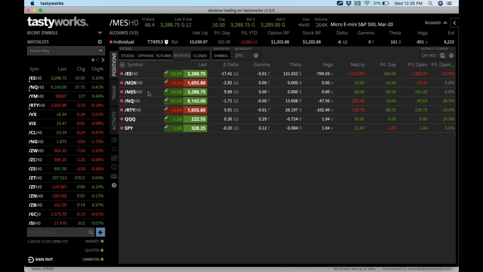So as the market goes down, right? If you have put spreads on that's hedging you, those are going to work to a certain extent, but it's dynamic. They're going to stop working at a point. But this MES, if I was shorted, it will continue to work as it goes down. And in this case, it's going to continue to work as it goes up.